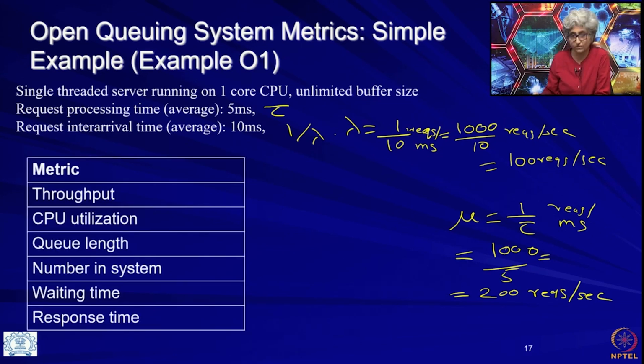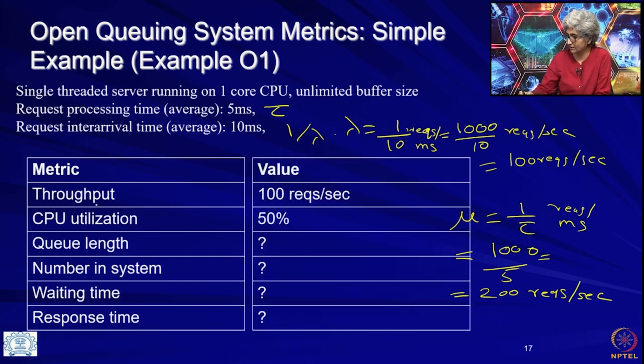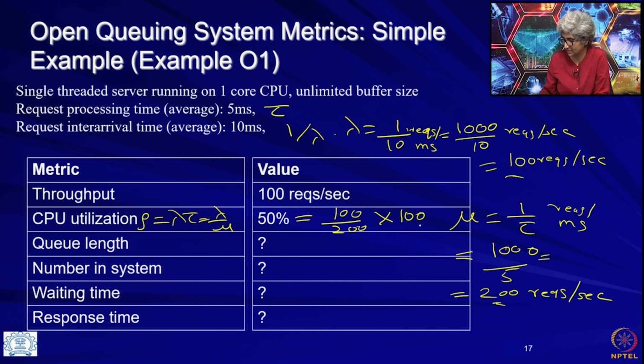So, let us see what we can do here. So, throughput will be 100, why? Because 100 is less than mu, so throughput will be 100. Utilization will be 50%, why? Because utilization is nothing but lambda tau or lambda by mu, which in our case is 100 by 200. And if we want to make a percent out of it, we multiply by 100. So, this is 0.5 multiplied by 100 and we get 50%.